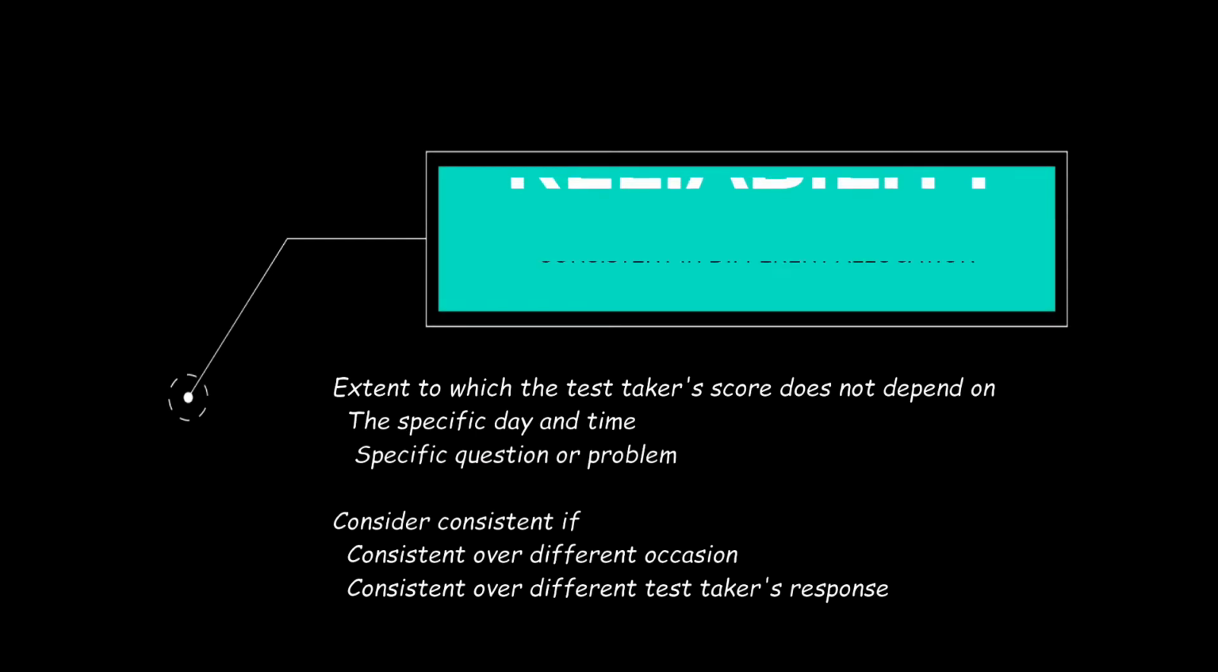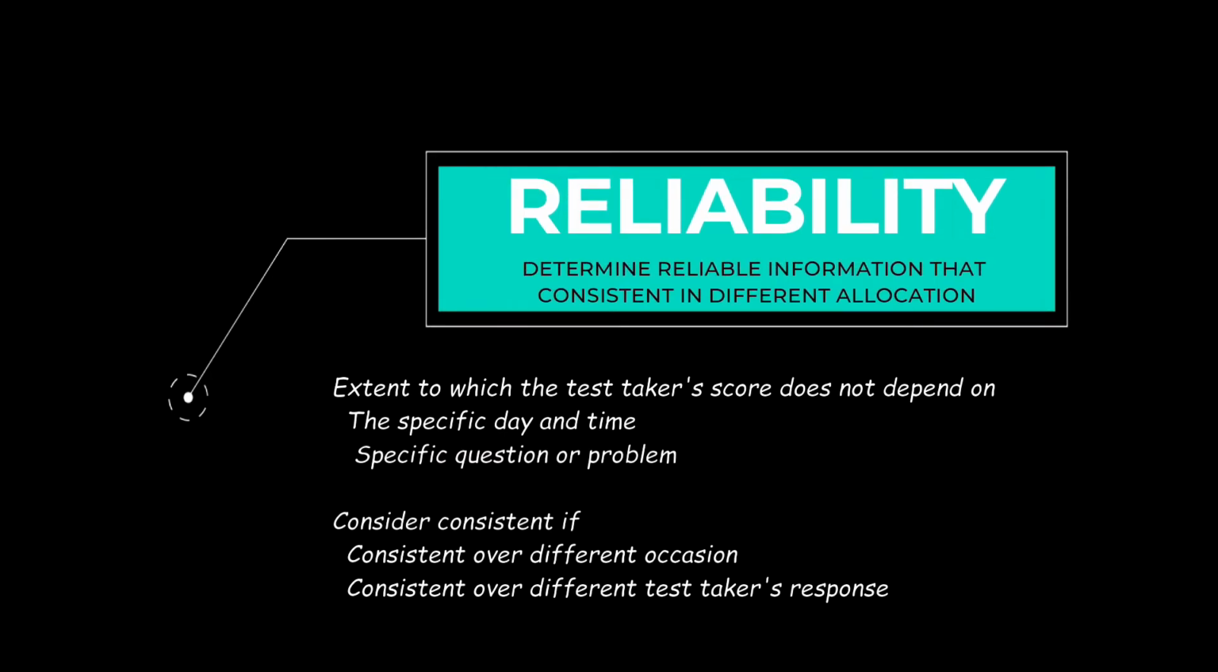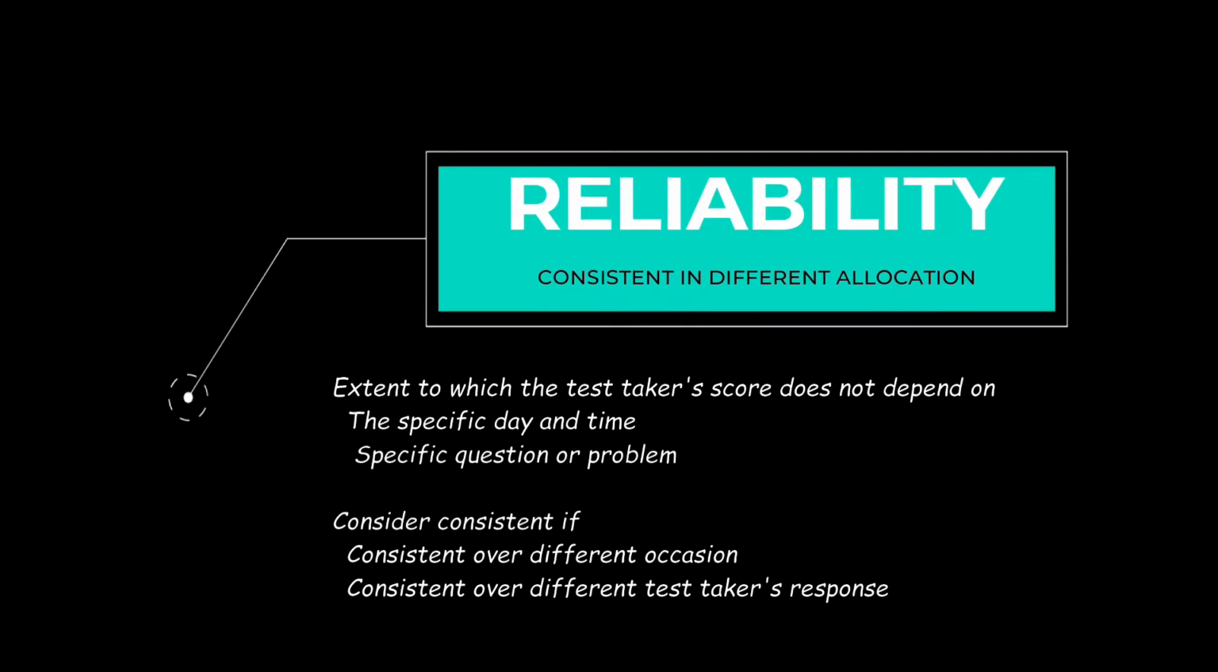Next is reliability. Reliability is the determination of reliable information that is consistent in different locations. Reliability is the extent to which the test taker's score does not depend on the specific day and time of the test or the specific questions or problems. Reliability can be considered consistent if the test scores are consistent over different occasions of testing or different scoring of the test taker response. Therefore, we need to look at the factors that might affect the reliability of the test.